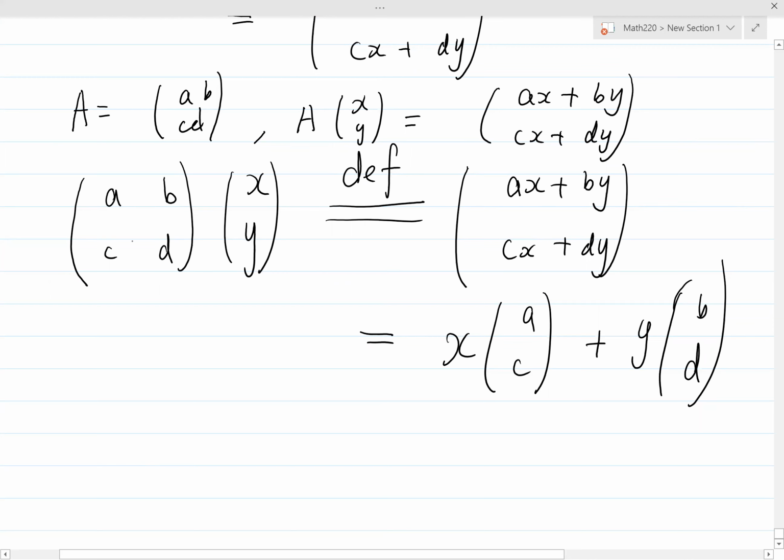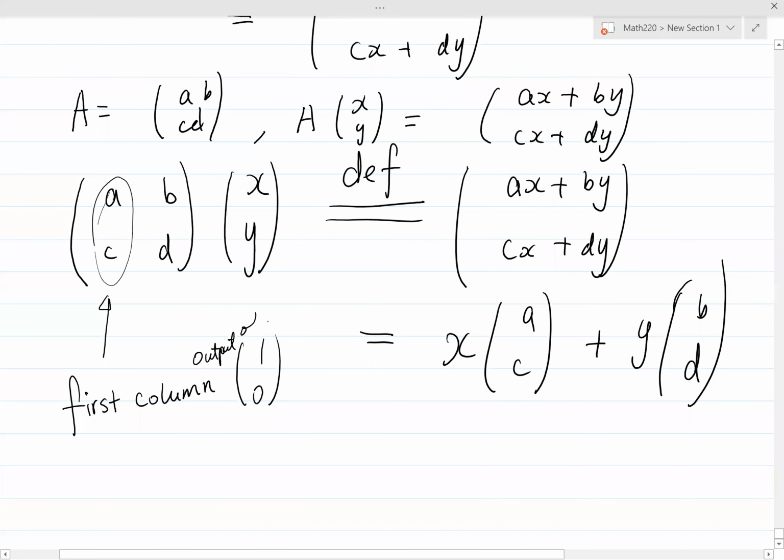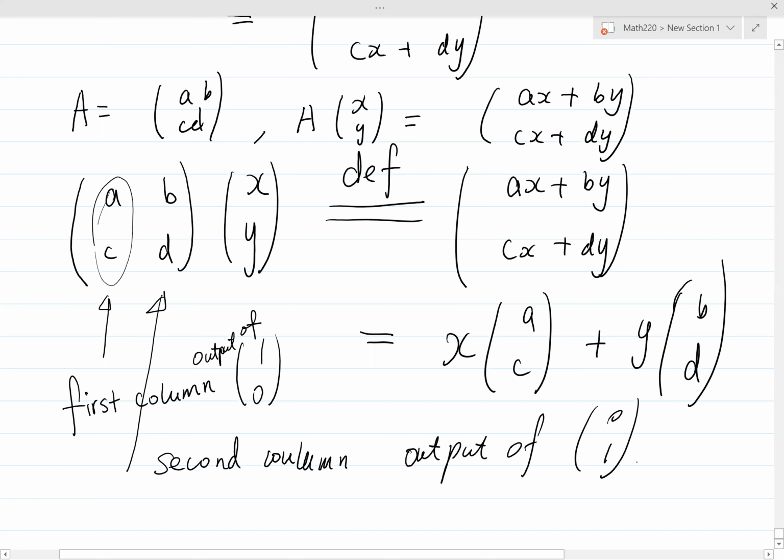The first column tells you what you get for the input 1, 0. What is the output corresponding to the input 1, 0, this vector? The second column tells you the result, the output of 0, 1.